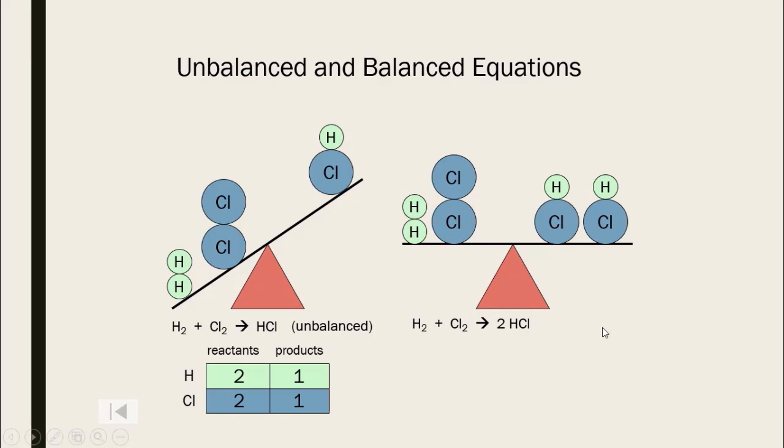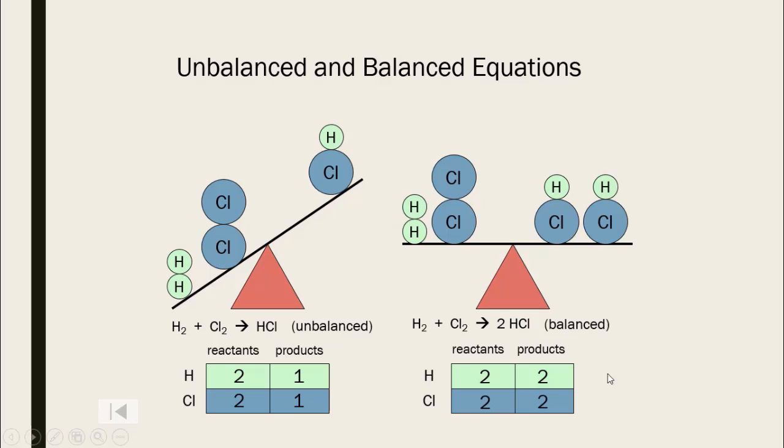To make this equation balanced, I should have two hydrogen atoms entering the reaction and two chlorine atoms entering the reaction, and I have two hydrogen atoms resulting from the reaction and two chlorine atoms resulting from the reaction. So this is a balanced chemical equation. So here I have a comparison and example for unbalanced and balanced chemical equations.